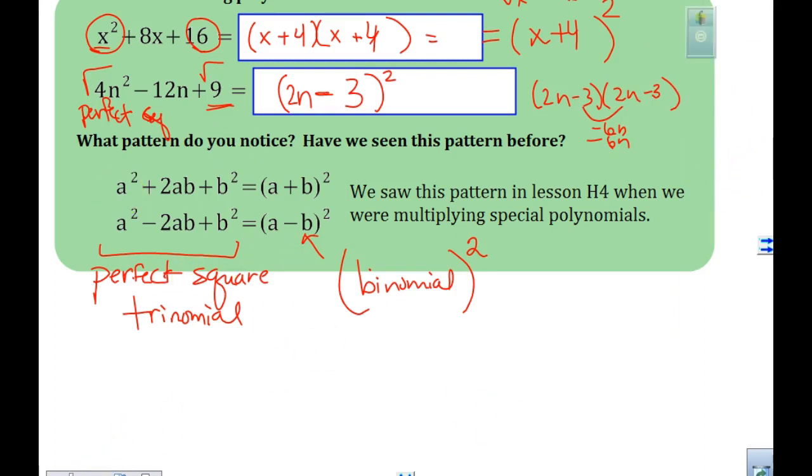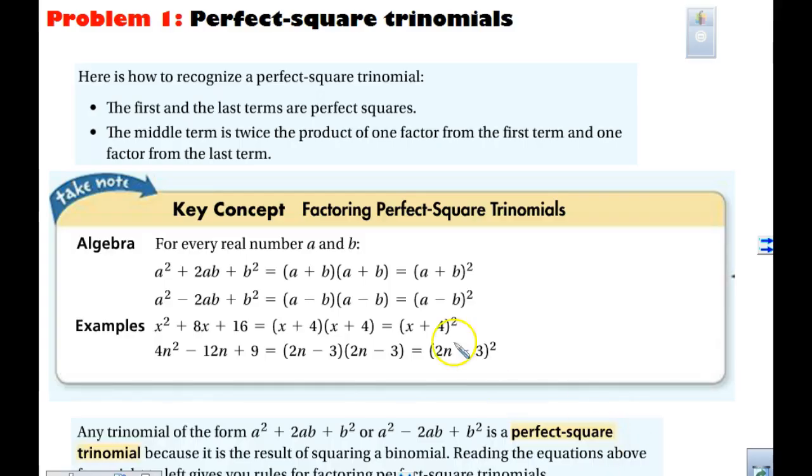And what I have written here is the same thing as the next page in your notes, right here. So it says, here's how you recognize a perfect square trinomial. The first and the last terms are perfect squares. This is your b squared, this is your a squared. You have x squared, 4n squared, you have 16 and 9. Perfect squares, thus the memorizing of perfect squares earlier this year.